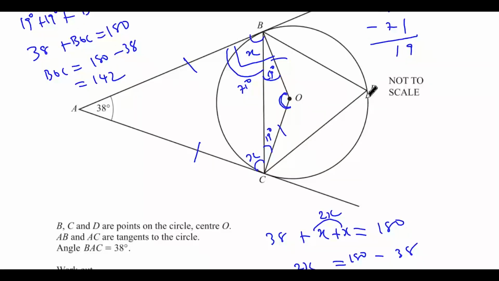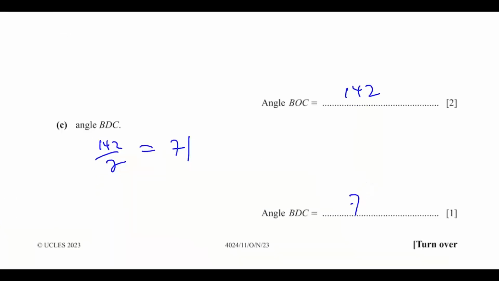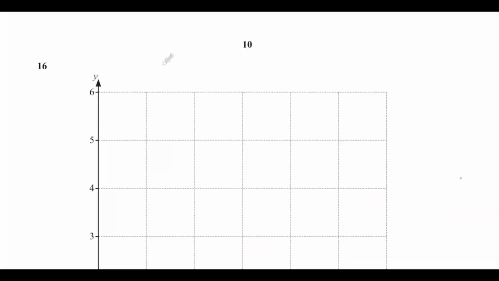So find angle BDC. So this is this angle. So this is angle at circumference. Okay. So and we already found the angle at center to be 142. So this will be 142 divided by 2 because BOC and BDC are angles at center and circumference respectively. So if you divide this by 2, you're going to get 71. So that means the angle here is 71 degrees. So we can go to the next question now. That will be question 16.